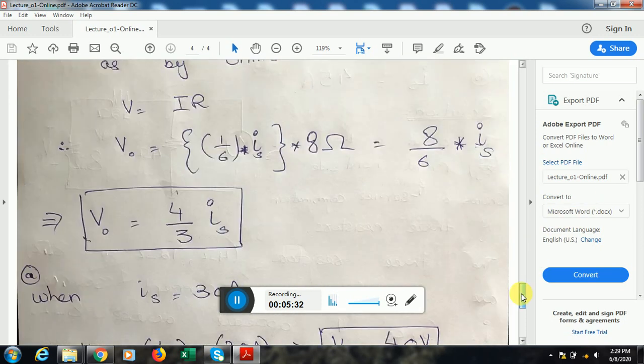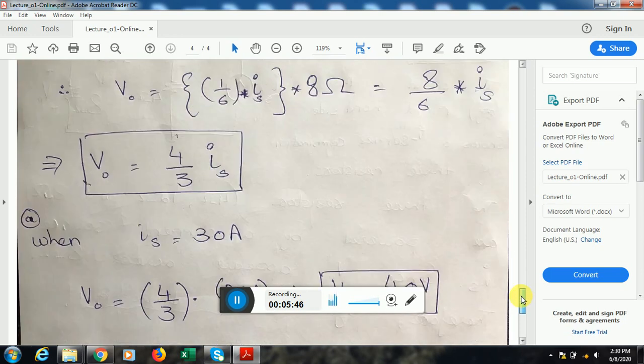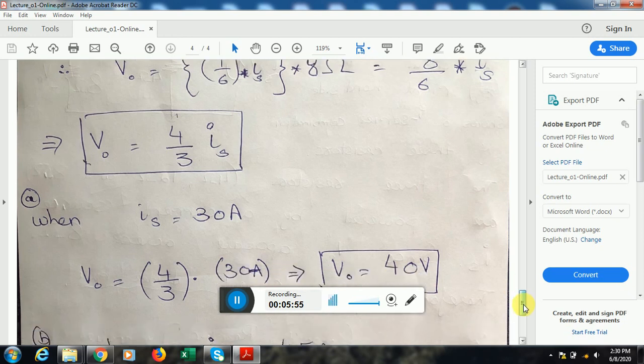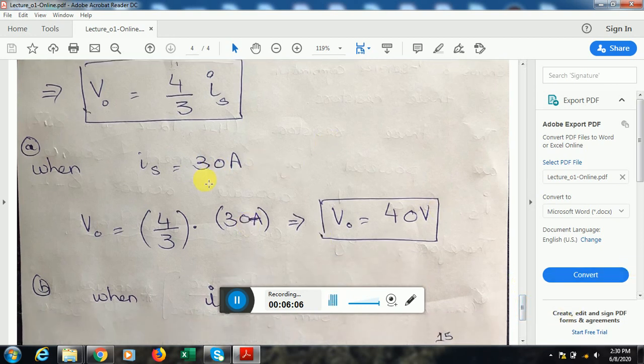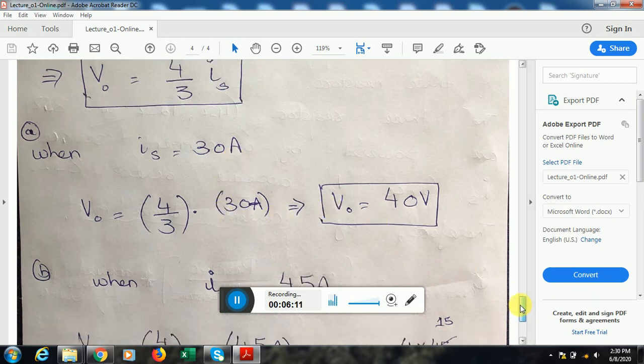So what we do is we have to find the voltage across the 8 ohm resistor. By Ohm's law, we know that V is equal to IR. I is 1 by 6 of Is. When I insert the value, the scaling factor that I eventually get is 4 by 3 of Is. So this means the output voltage is linearly related by 4 by 3 times Is. So now we have to put in the values. First of all, we were given that Is should be considered as 30 ampere. When I put the 30 ampere current value, the output voltage that I get is 40 volt.